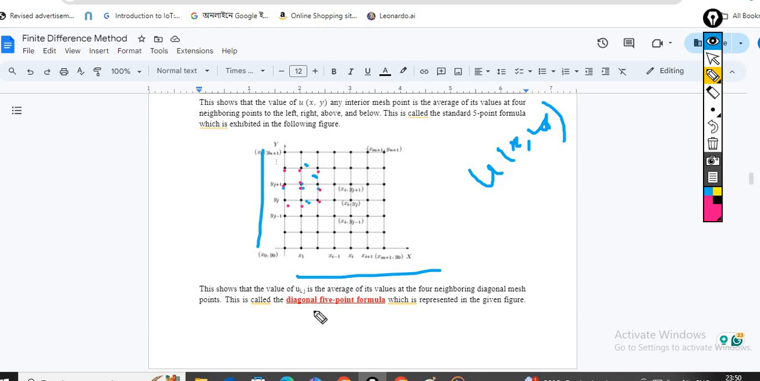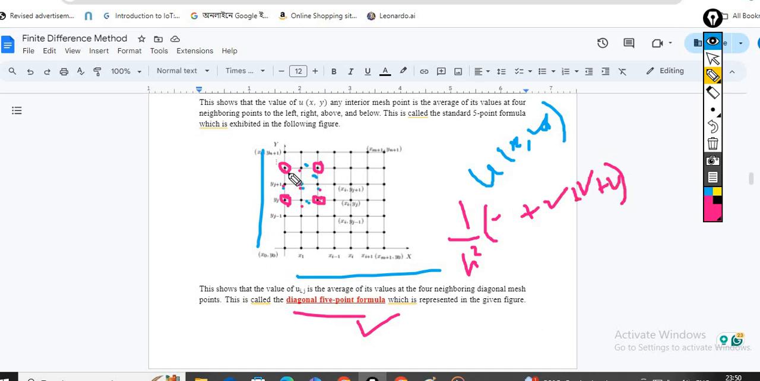So what is the diagonal method? First consider the diagonal method. For this particular point, we are going to consider the diagonal points. This point, this point, this point, and this particular point. We are going to consider the values of all these 4 points. Now we need to find the average of this. So what is the formula? The formula is 1 by 4 times the sum of all the diagonal values, these 4 diagonal values.